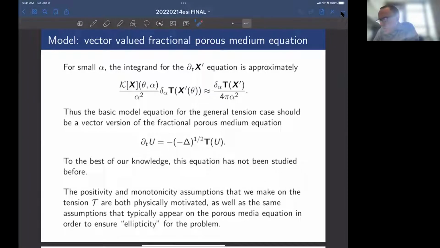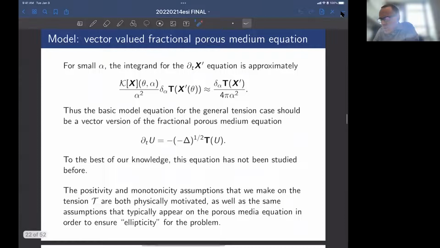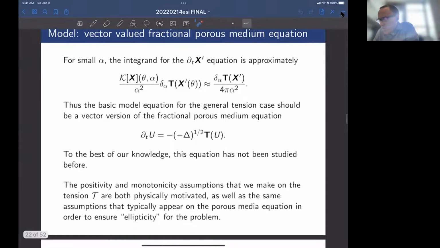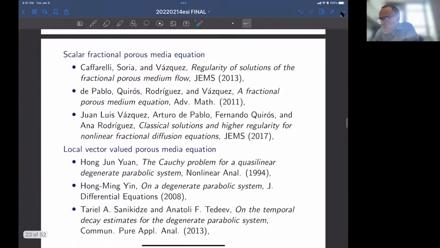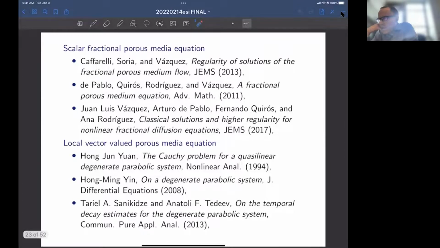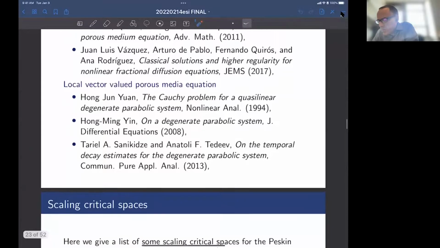The positivity and monotonicity assumptions that we make on the tension are both physically motivated, as well as the same assumptions that typically appear on the porous medium equation in order to ensure the ellipticity of the problem. So here are some results for the scalar fractional porous medium equation that I won't read to you. And here are some results for the local vector valued porous medium equation that I also won't read to you, but I'll just show you them in case you're interested.